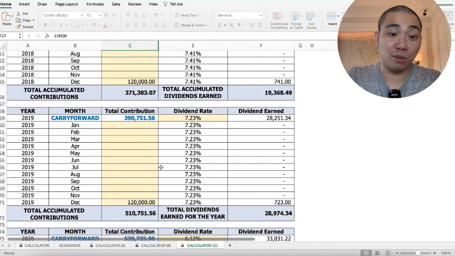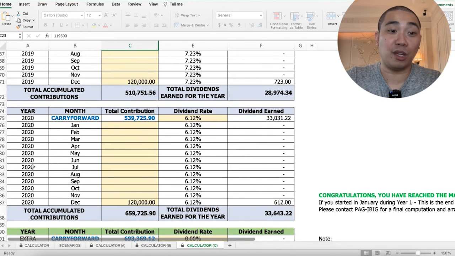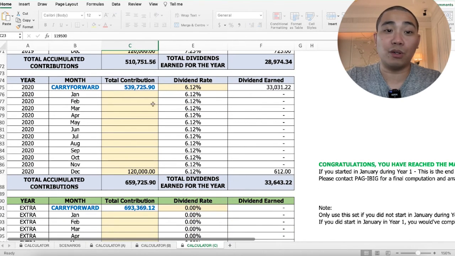What we will do is we will go fast forward to year 2020. Sa dulo, what you will see here is itong dulong-dulo na 2020 na 120, kumita lang siya ng 612. Napakaliit lang. Bakit ba ganun? It still earned the 6.12% dividend rate. Kaso, 1 month lang yung natitira sa kanya kasi. So, naka-prorate yung amount na na-earn niya.